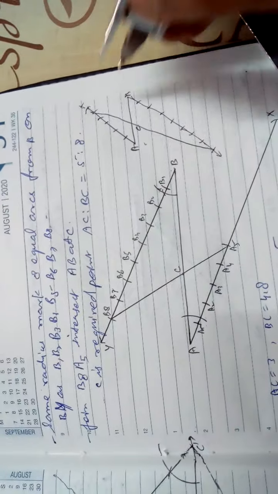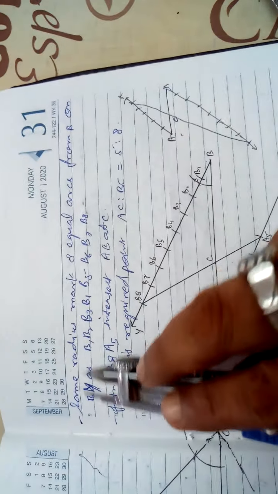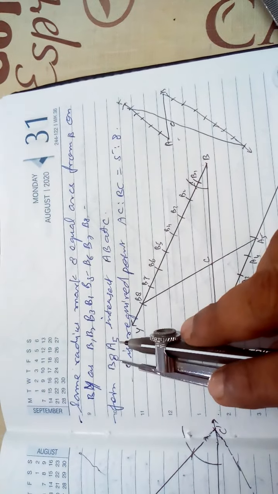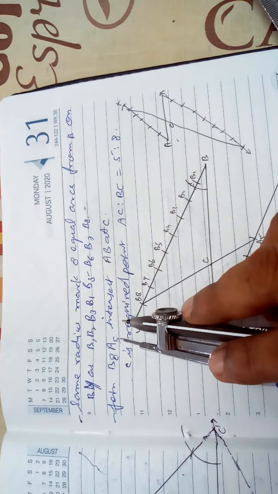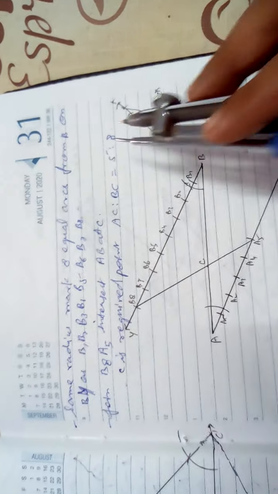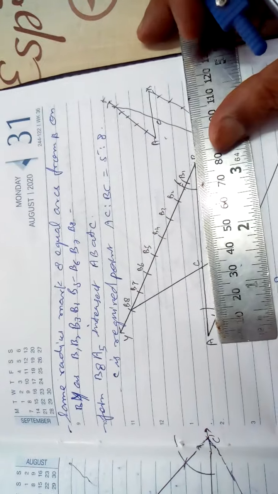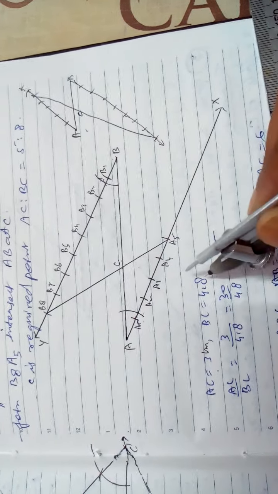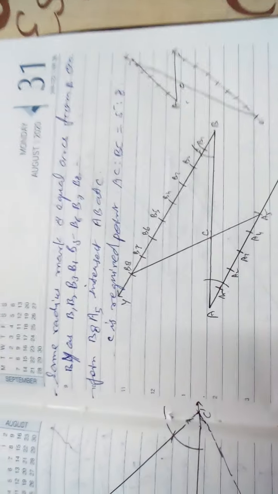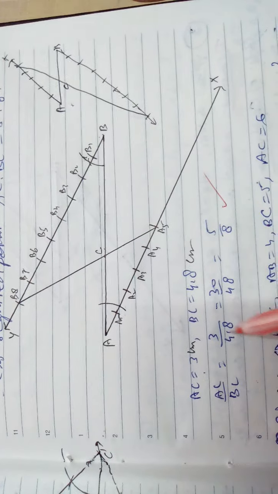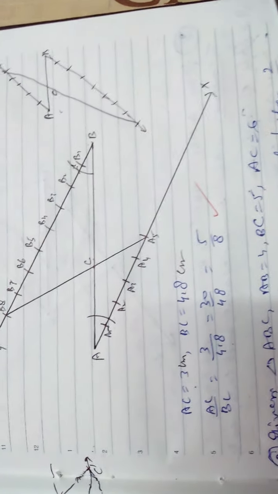AC upon BC is equal to, you are seeing, same radius, mark 8 equal parts on B: B1, B2, B3 up to B8, and join B8, A5. Intersect AB at C. C is the required point, then the ratio AC:BC is equal to 5:8. When you measure it, you get 3 and 4.3 centimeters and 4.8 centimeters. And you can take the ratio AC upon BC, it is 30/48, 5/8.